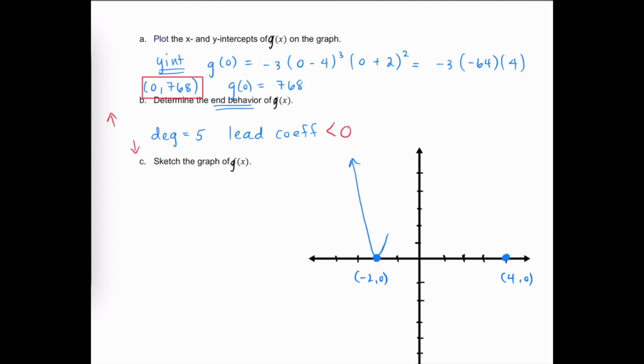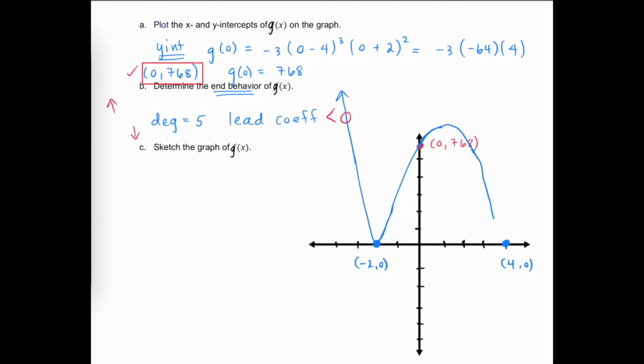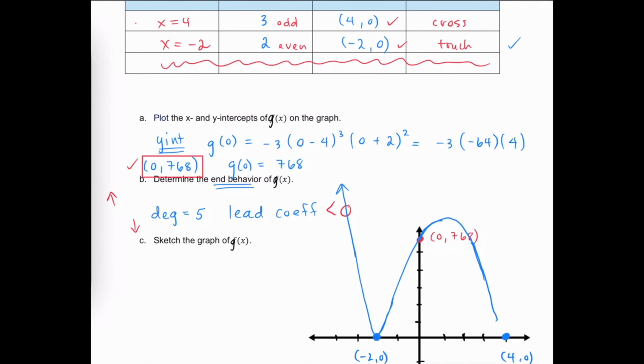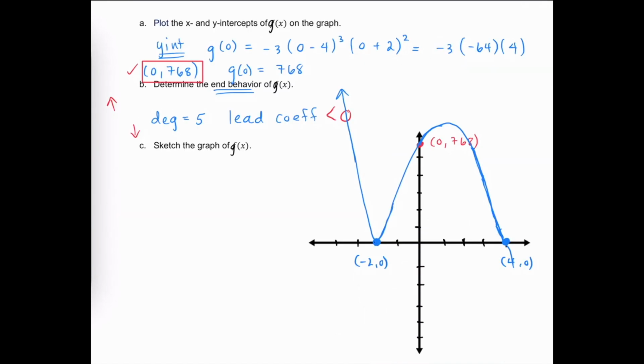So starting up in the second quadrant, we're going to bounce off the x-axis at the x-intercept, -2. Now this time we know that the y-intercept is somewhere way up here at (0, 768). Only after looking at my calculator was I able to determine that the graph maxes out on the right side of the y-axis. But again, our focus is what's happening on and around the x-axis. So we come down here and approach the second x-intercept, and from our table we can see that we're going to cross when we get there. So we cross the x-axis at this x-intercept.